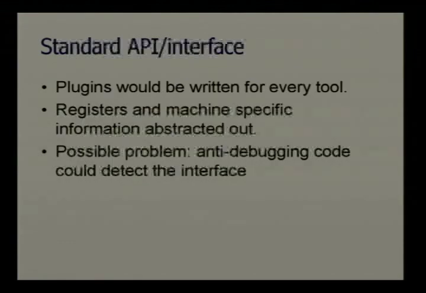So what has to happen? A plugin has to be written for every tool that complies with this interface. Register and machine-specific information can be abstracted out. It doesn't matter if it's ARM, x86, SPARC, what have you. That would all be contained.